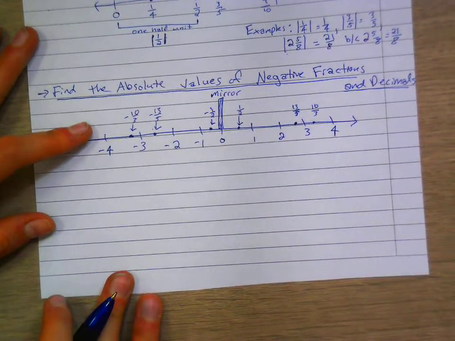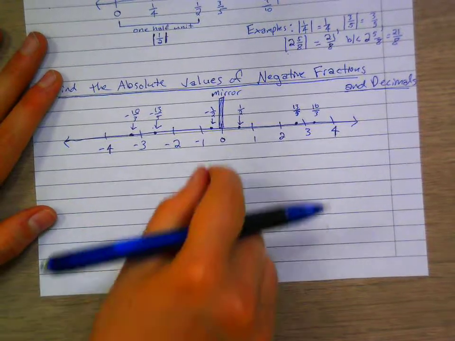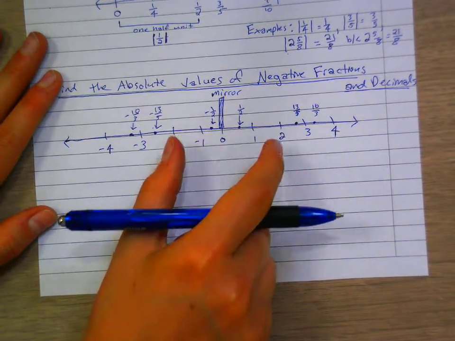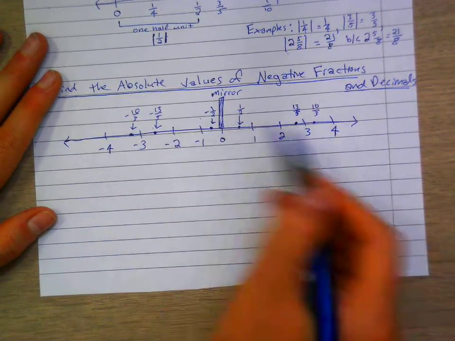So now, as you look in the mirror, you see the images of the positive integers. These images are negative integers. They are mirrored. In the same way, these fractions are mirrored.